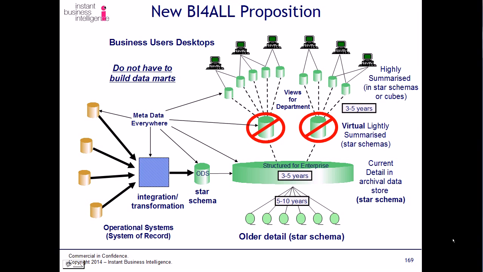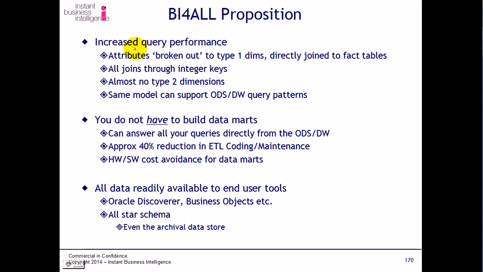So with BI4ALL, you get to build your data warehouse at a budget vastly less than if you're building archive using a different data modeling technique. So this is our new BI4ALL proposition, and it's a very compelling one. You get increased query performance because attributes are broken out to type 1 dimensions and joined directly to fact tables. All joins are through the integer keys, and there's almost no type 2 dimensions. You can support ODS and DW query patterns.